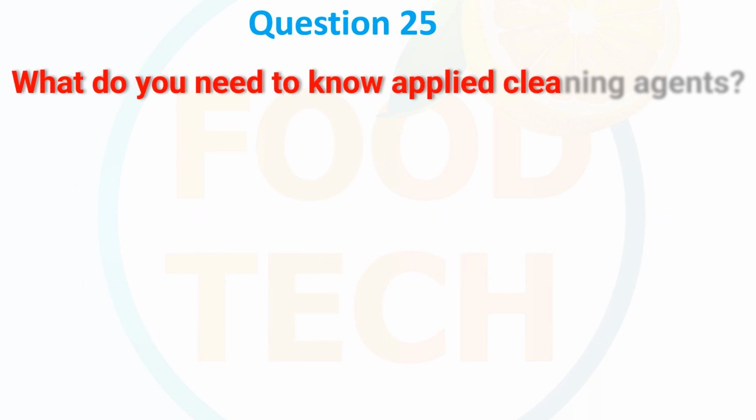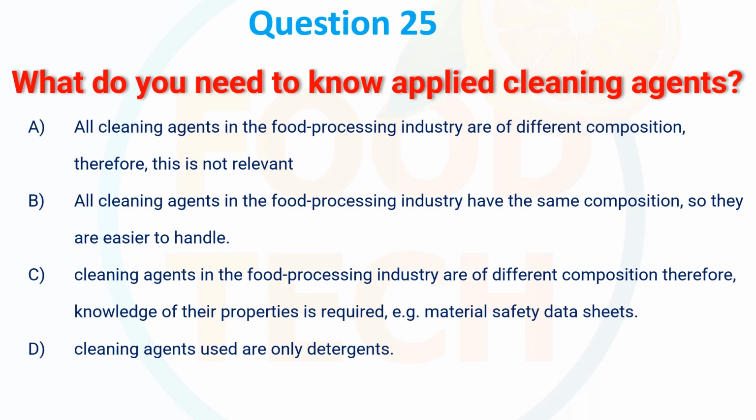What do you need to know when applying a cleaning agent? A. All cleaning agents in the food processing industry are of different composition, therefore this is not relevant. B. All cleaning agents in the food processing industry have the same composition, so they are easy to handle. C. Cleaning agents in the food processing industry have different compositions, therefore the required material safety data sheet is needed. D. Cleaning agents used are only detergent. The answer is C.